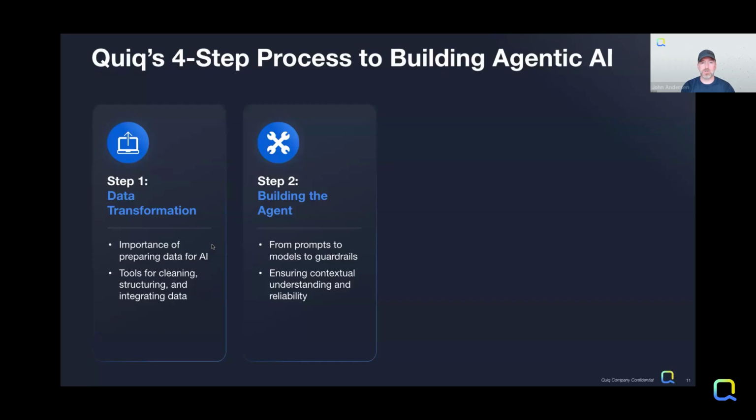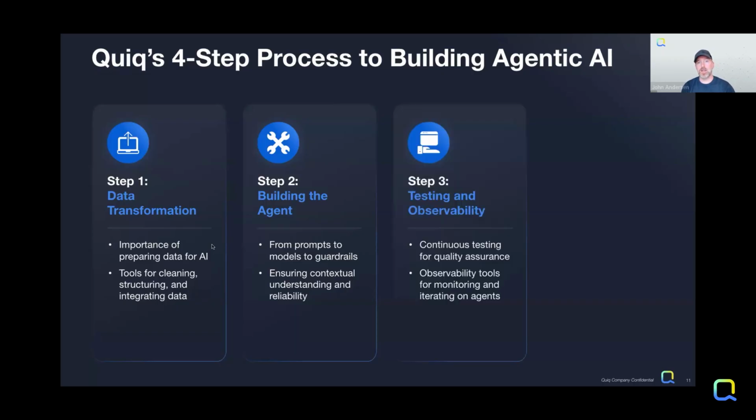But we want to ensure contextual understanding and reliability as we're building this agent on top of that data that we transformed in step one. From there, we're going to move to testing and observability. These things are iterative, right? You're not building it, deploying it, and then never touching it again. In fact, you're constantly iterating, both during the development cycle and post-launch as well. And so having these testing and observability tools is critical to be able to understand what's happening in an agent so that you can make sure it's doing what you want and what it's intended to do.